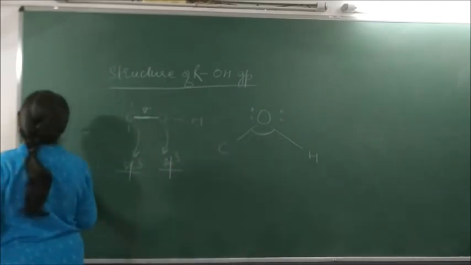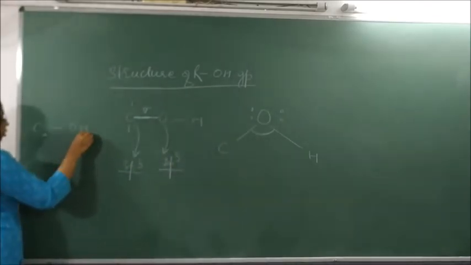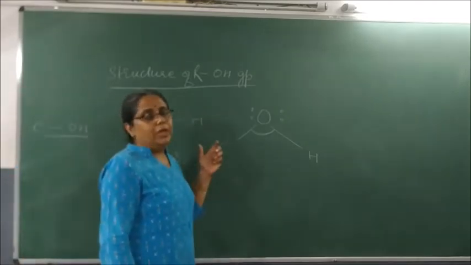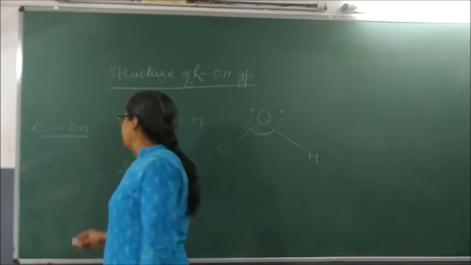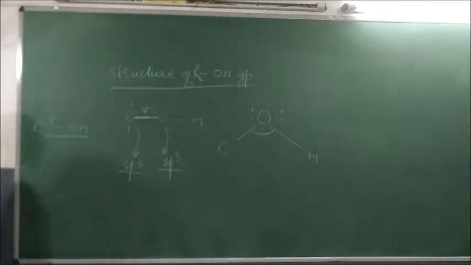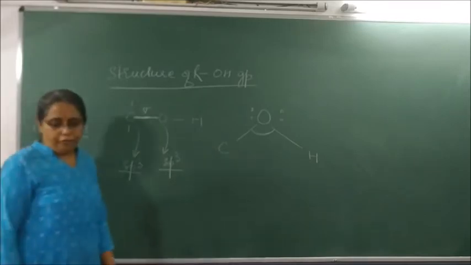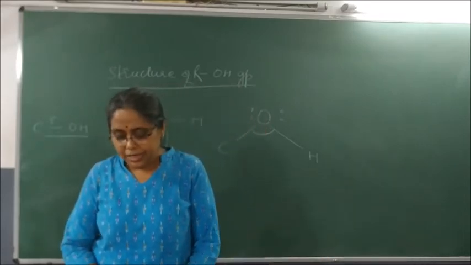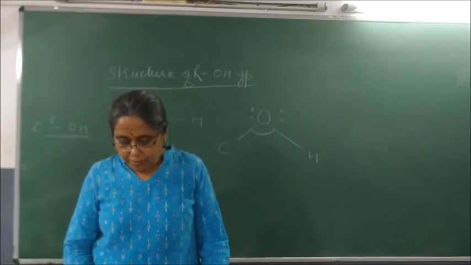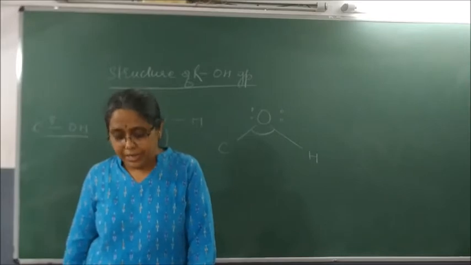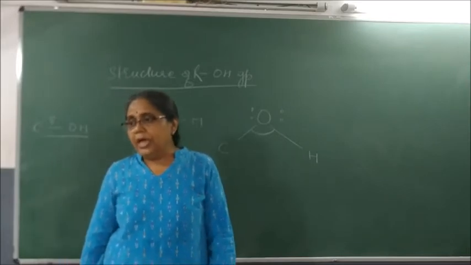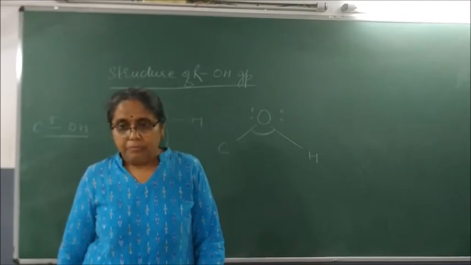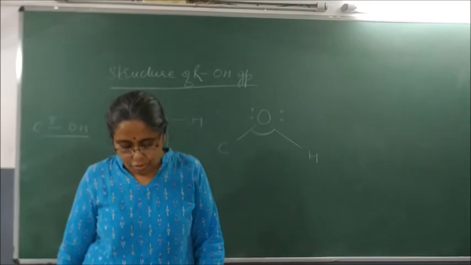Please write the first point. The carbon-oxygen bond of the C-O-H group is a sigma bond formed by the overlap of an sp3 hybridized carbon with an sp3 hybrid orbital of oxygen.